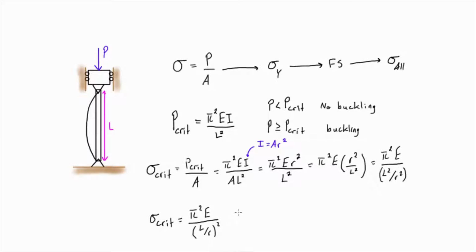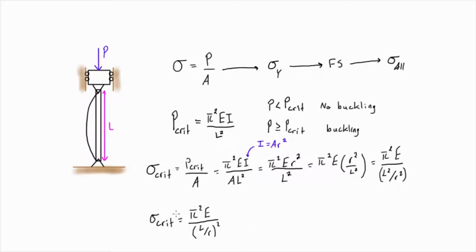Now in a square, the radius of gyration is going to be the same in both directions, and so the column could equally buckle in either of those two directions. And for a circular column, there's just one radius of gyration, and so it can actually buckle in any direction. So that's just stuff to think about.